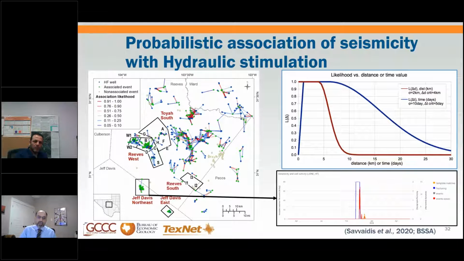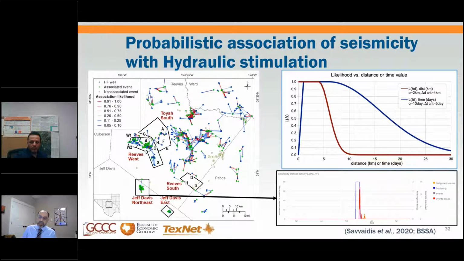Then on the lower part, on the right-hand side, you see an example of a cluster in Jeff Davis Northeast County, where we provide, over time, the information on the fracking that started sometime in 2017, and also the high volumes of fracking fluid per day. Before the end of the fracking, you can see with the red line the seismicity increasing, and it continued for a few days, a few weeks after that. So that's a very nice example of fracking-induced seismicity.